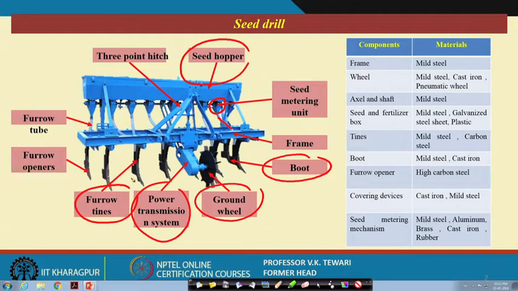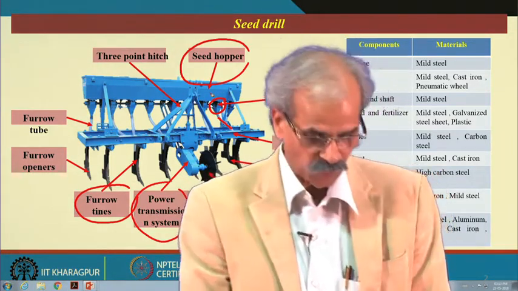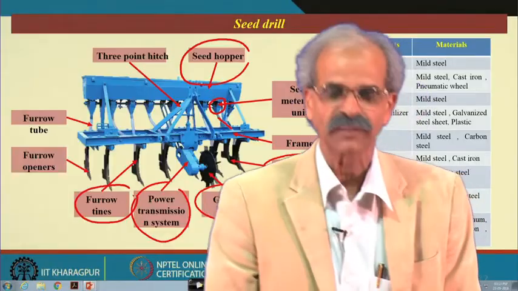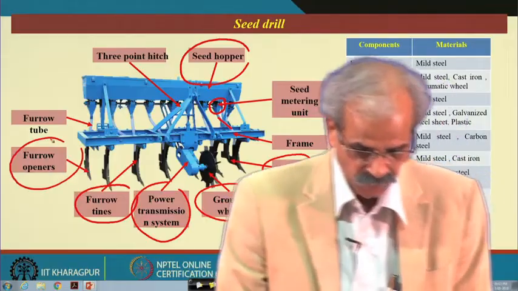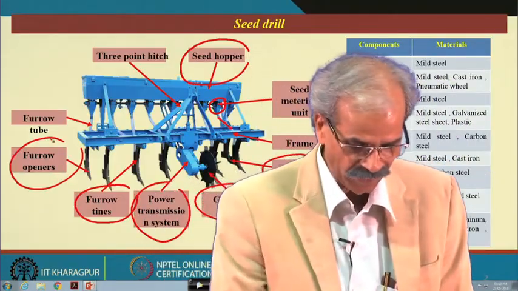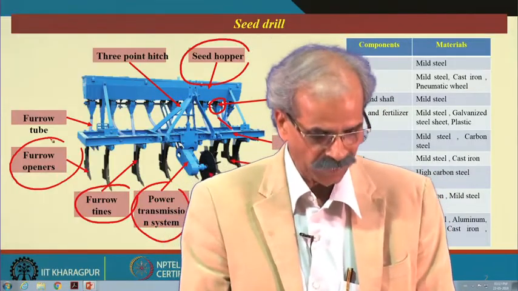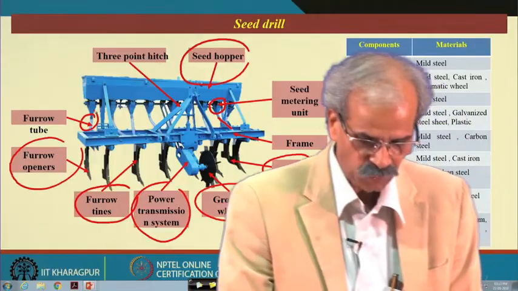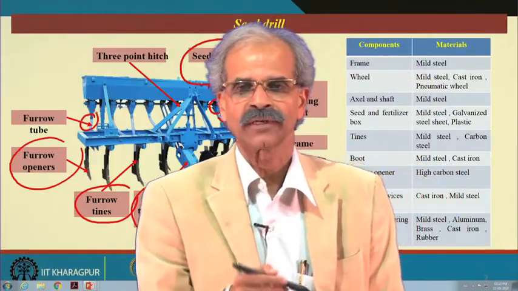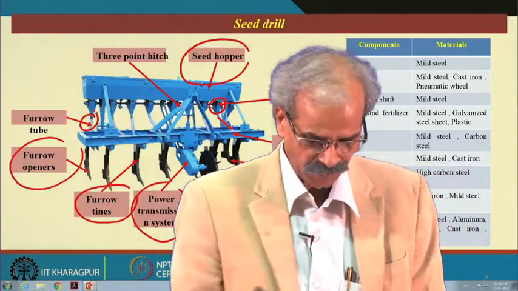Now how will the furrow be opened, in which the seed metered from the seed hopper will fall? So you need to have the furrow tines or the different types of tines that we will talk of. Then the furrow openers. Tines and openers are more or less the same thing, because you are trying to open the furrow. Then the furrow tubes, these are the tubes through which the seed will go and ultimately reach the place.